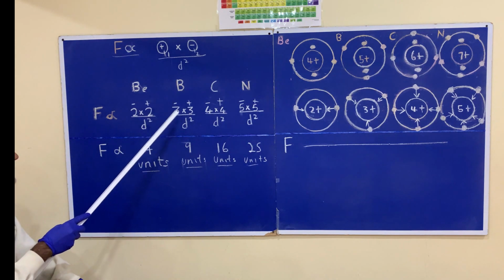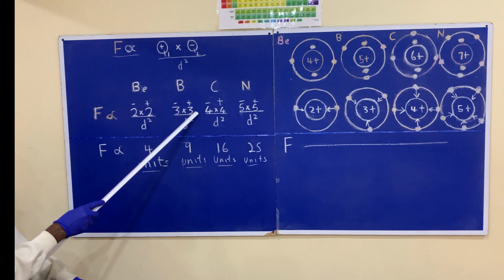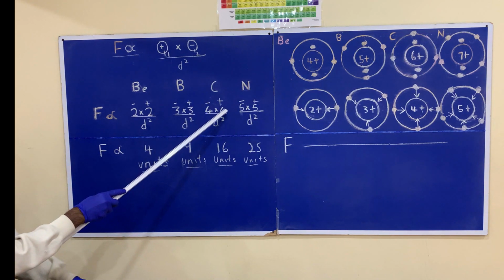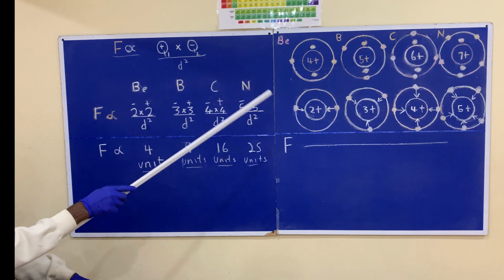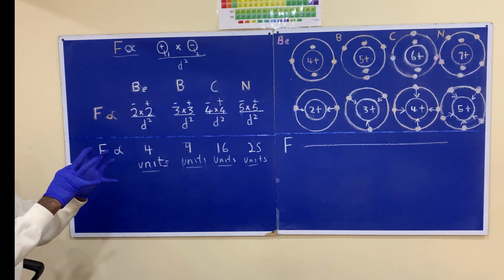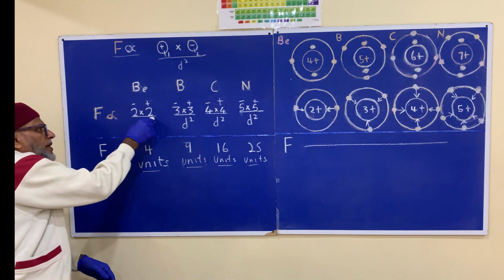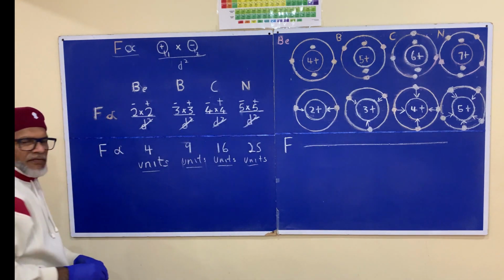In boron, we have 3 negative charges times 3 positive charges. Carbon, 4 negative charges times 4 positive charges. Nitrogen, 5 negative times 5 positive. Because we said that the electrons are equidistant from the nucleus of the atoms, then D squared does not come into play here, because D is the same in every case.